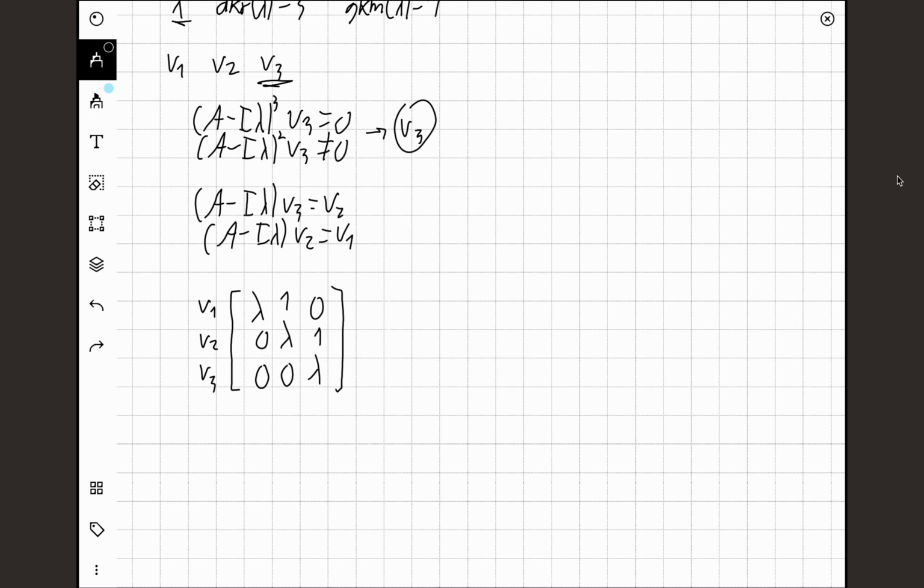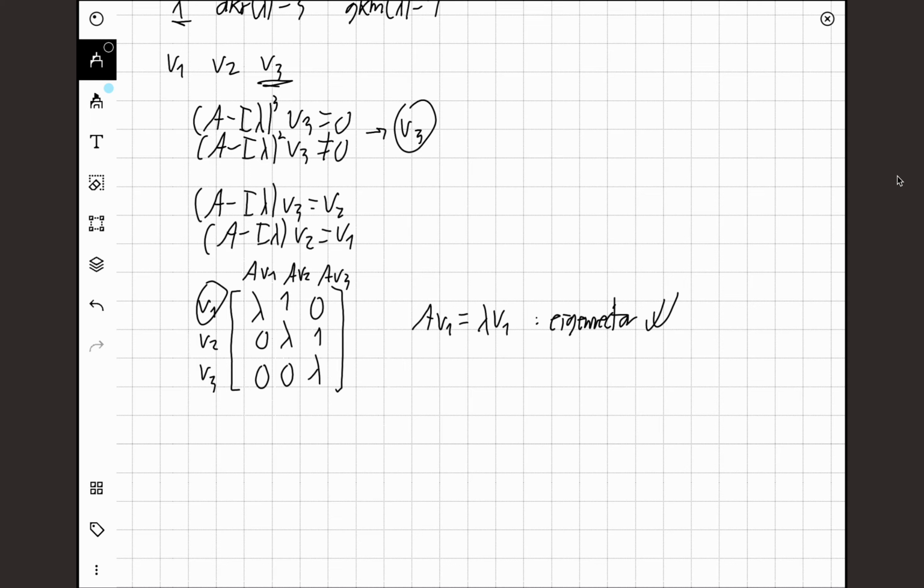And then the columns of a matrix are just where this linear transformation T, or I'm just going to say A, sends these vectors. So A v1, A v2, A v3 are what the columns of the matrix represent. I already made a video about this a while back. But basically that means, where does A send our vector v1? Well, A sends v1 to lambda times v1, plus 0 times v2 plus 0 times v3. So A v1 equals lambda v1. We can see this is an eigenvector.